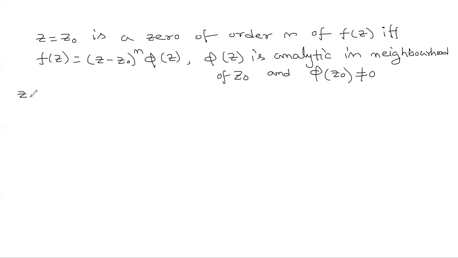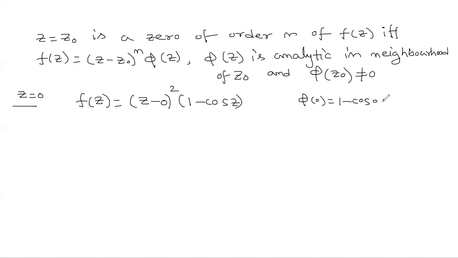Now here for z equal to 0, we can see f(z) can be written as (z minus 0) to the power 2 into (1 minus cos z). The main important point is to choose the function phi(z). If I take phi(z) to be 1 minus cos z, then phi(0) will be 1 minus cos 0, which is 1 minus 1, so it is 0. In that case, we cannot conclude anything from this point, right? So we have to choose the function phi(z) properly.